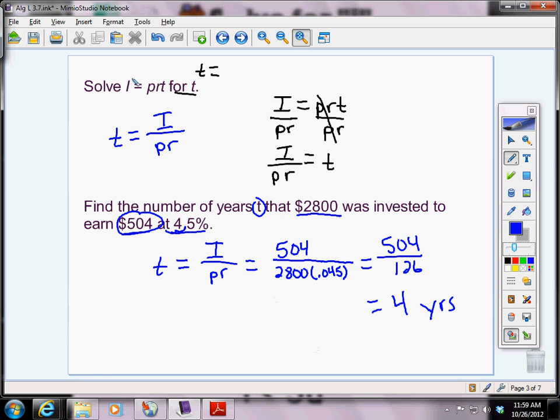When we're solving formulas for a different variable, you guys, just use your steps for solving equations. They're the same.